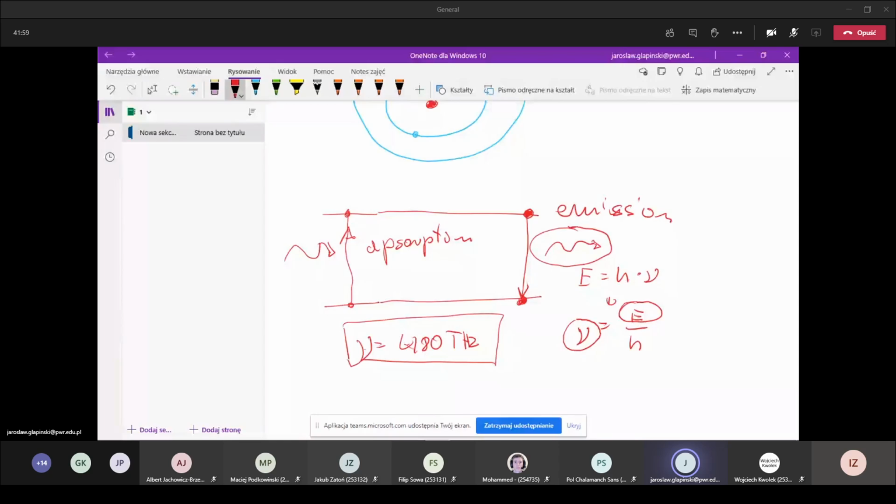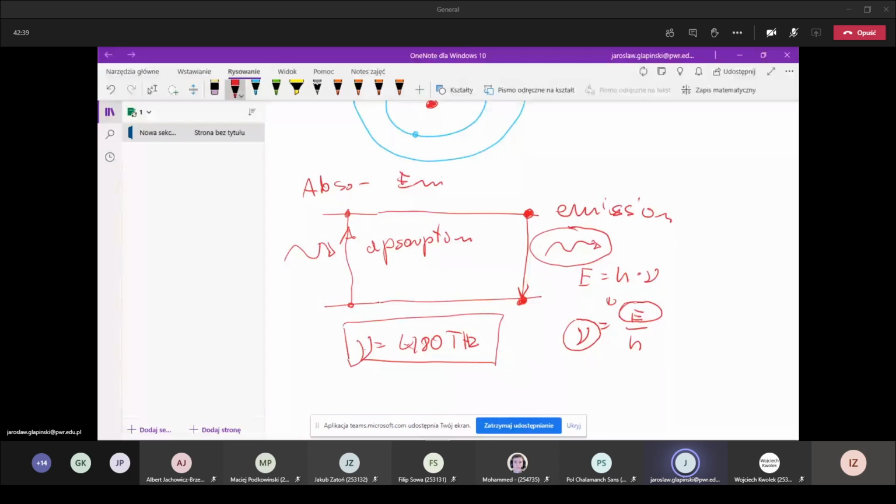So if we have such an atom, we can move an electron to the higher energy, and when it goes back, it emits energy as an electromagnetic emission. So that was the absorption and emission.